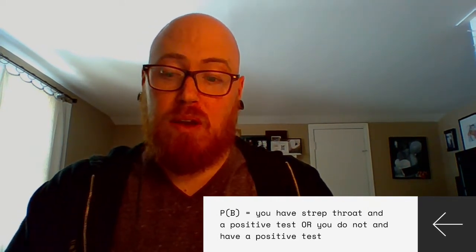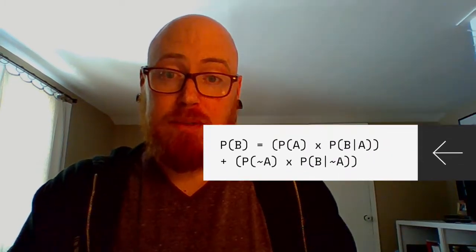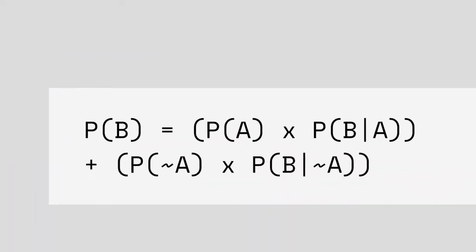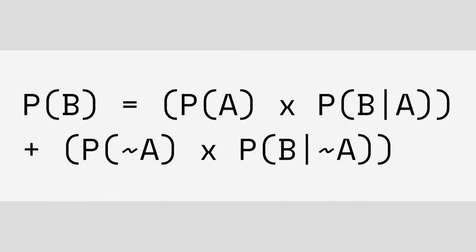Okay, so written out formally, this is what it looks like. The probability of B equals the probability of A multiplied by the probability of B given A, right? So that's the numerator. We already have that. The probability of A is 0.15, the probability of B given A is 0.85, and then to that we add the probability of not A, so that's 0.85, multiplied by the probability of B given not A.